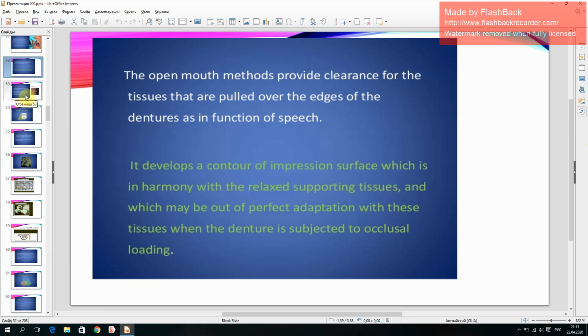The open mouth methods provide clearance for the tissues that are pulled over the edge of the dentures as in function of speed. It develops a contour of impression surface which is in harmony with the relaxed supporting tissues and which may be out of perfect adaptation with these tissues when the denture is subject to occlusal loading.